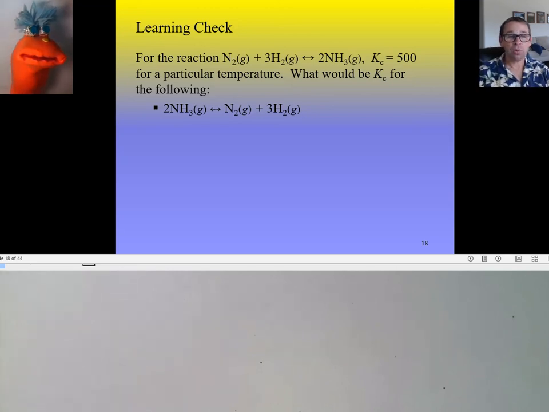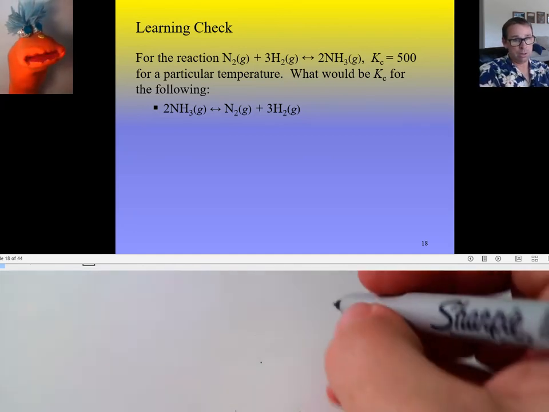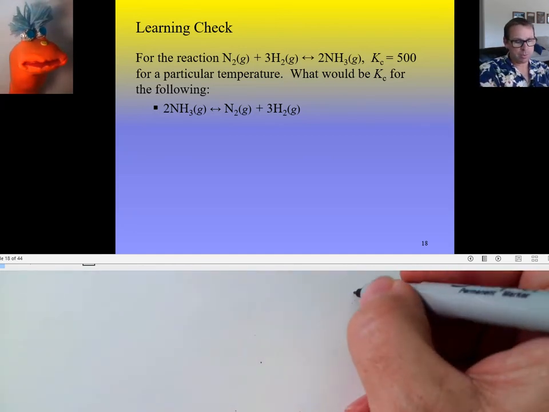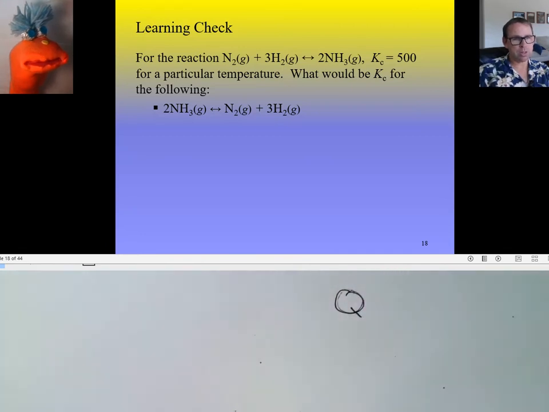Hi. So we're moving on here, talking about chemical equilibrium. And we've introduced the quotient, right? Do you remember what the quotient is? Yeah, you can tell me the quotient for this reaction, for this question right here.